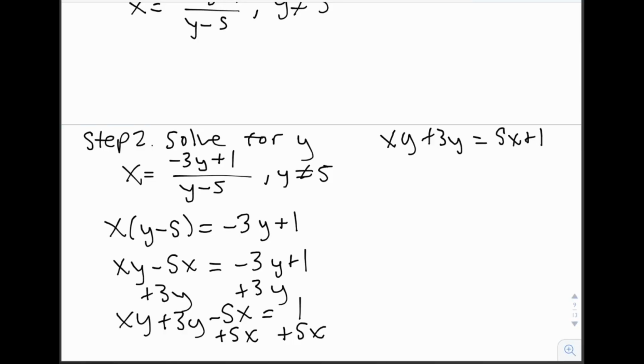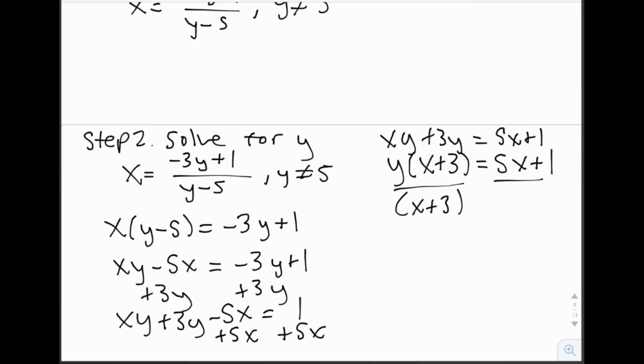Now, notice how on the left-hand side we can take out a y. So let's go ahead and take out a y here. So y will now give us x plus 3, and that's going to be equal to 5x plus 1. So if we wanted to go ahead and isolate this y, we can finally divide by the x plus 3 on both sides. So that should give us y is equal to 5x plus 1 divided by x plus 3.